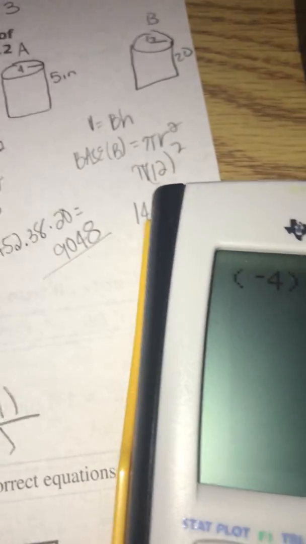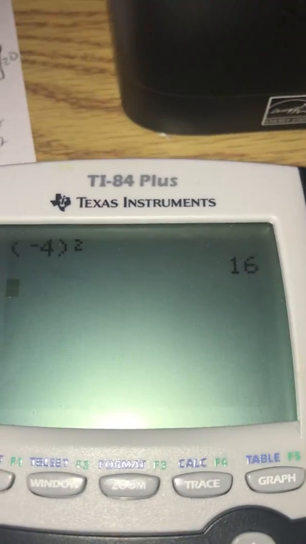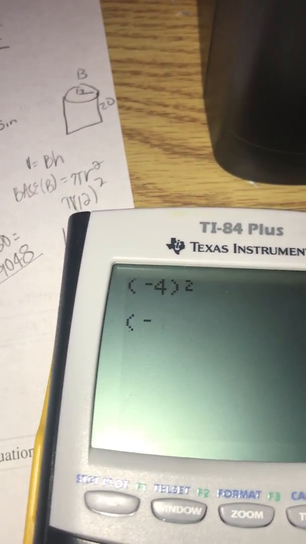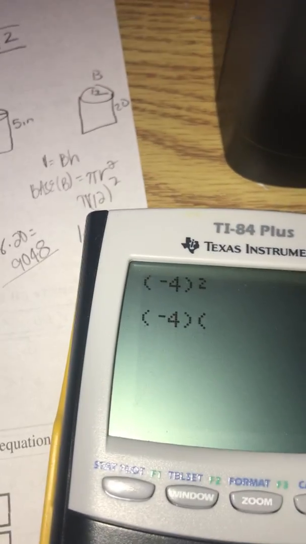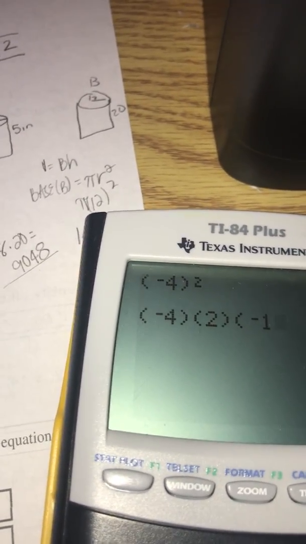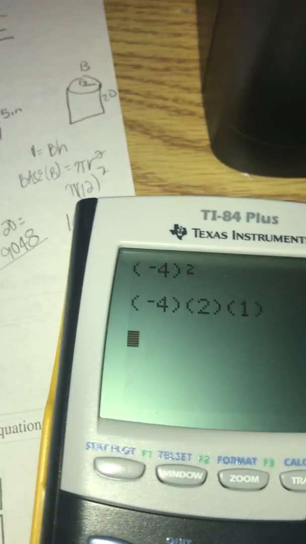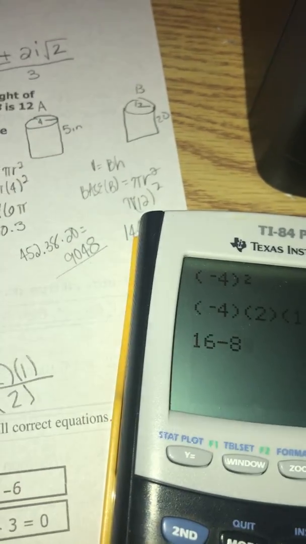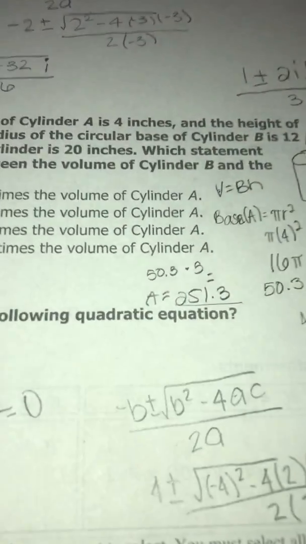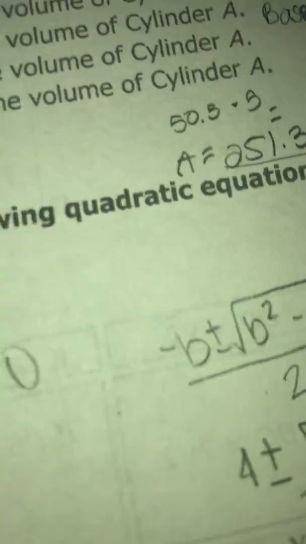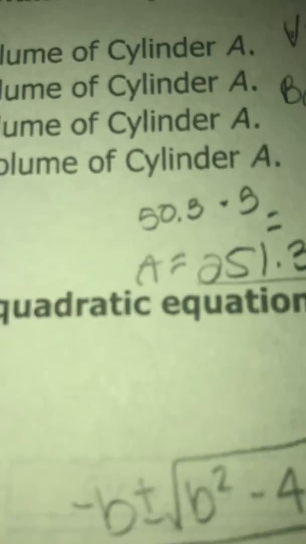Okay, so now we're going to figure out what is under the square root. So we have negative 4 squared, which is 16, and then we have negative 4 times 2 times 1, equals negative 8. So 16 minus 8 is 8. Okay, so we now have 4 plus or minus the square root of 8. And we know that 2 times 2 is 4.